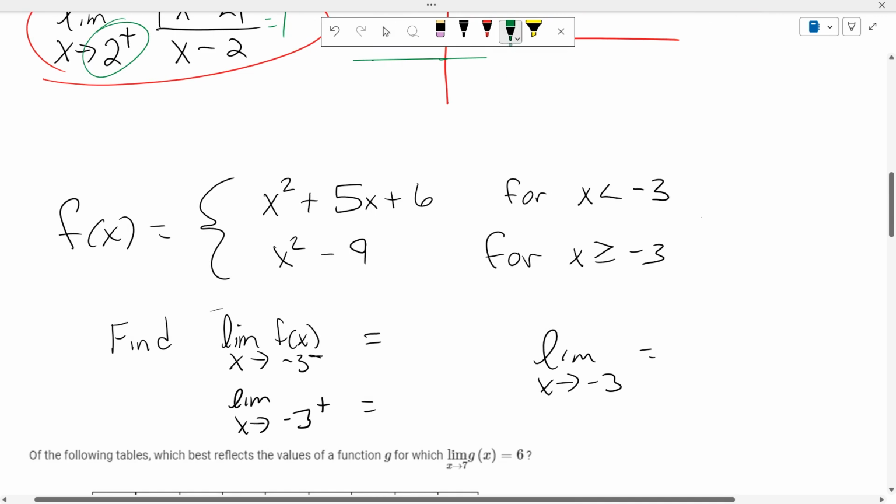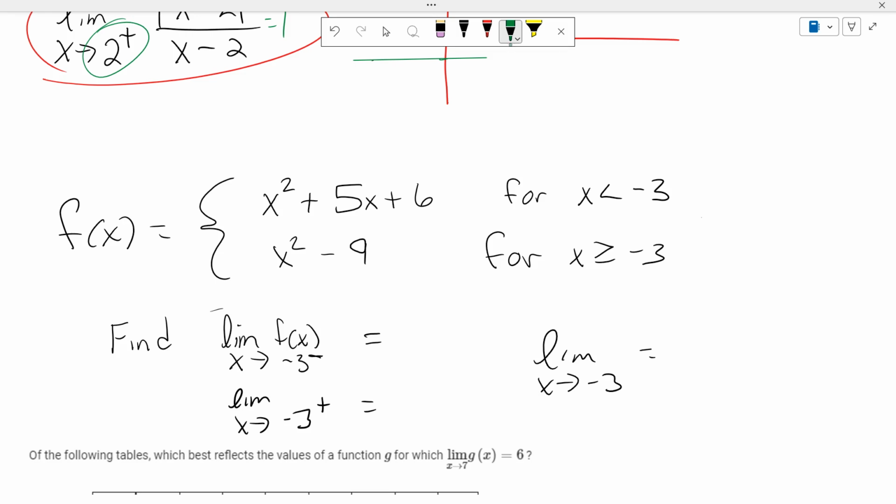Okay? All right. This one. What's the limit as f of x approaches negative 3 from the left? Which one is from the left? The top one or the bottom one? Which one is coming from the left? Top one is coming from the left because that's numbers less than negative 3.